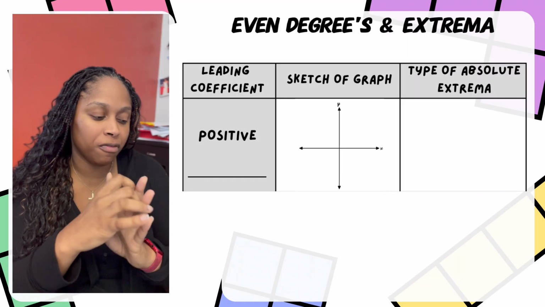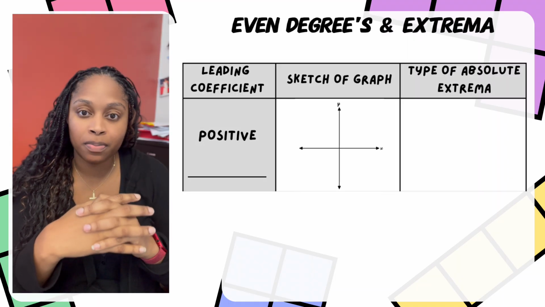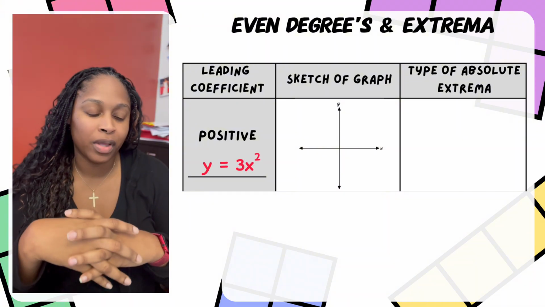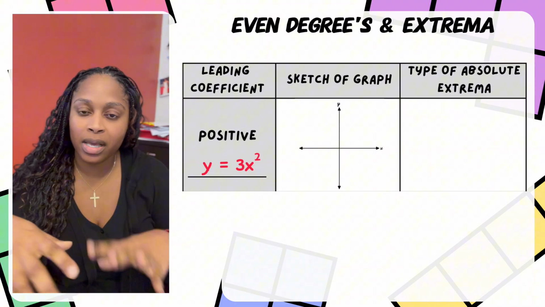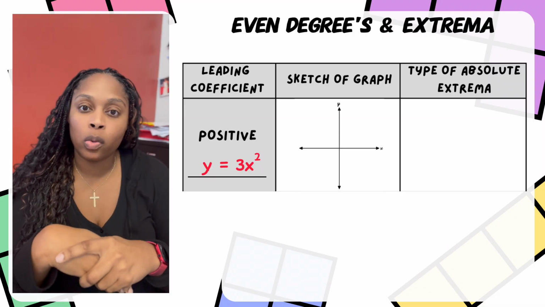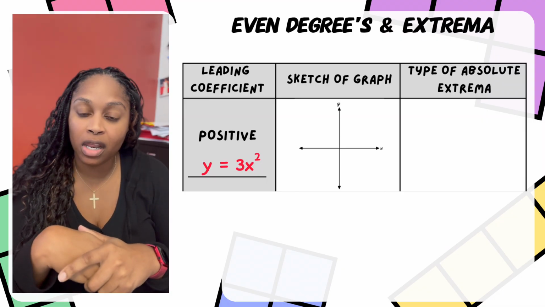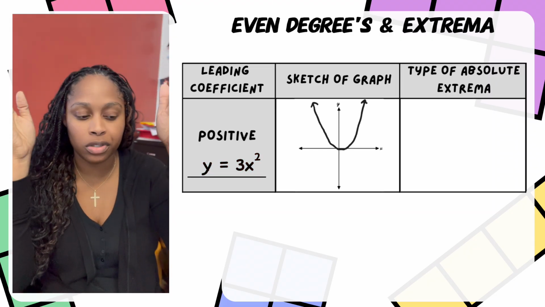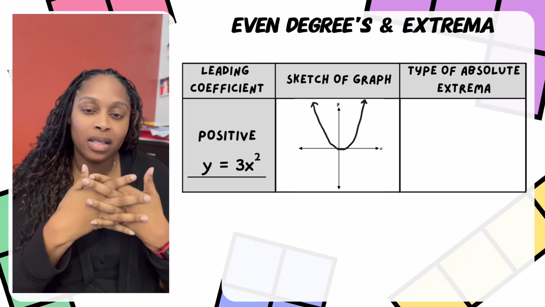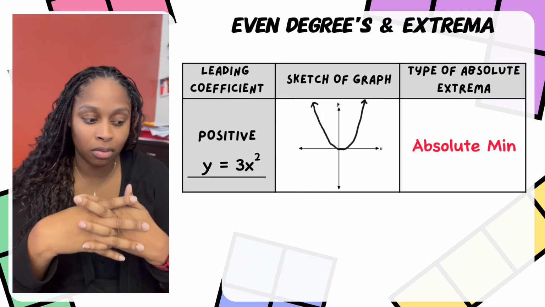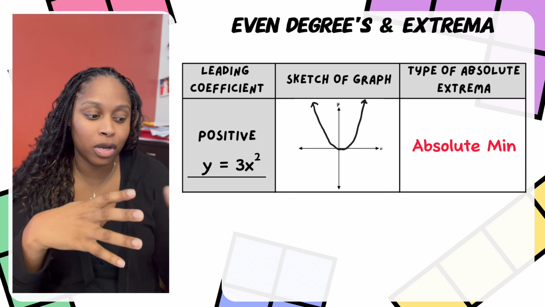Okay, so for leading coefficient, in that column where it says positive, we're just going to make an example. So let's say y equals 3x squared. And then we want to sketch the graph. We don't need to put the exact points. Notice that that graph doesn't have any numbers. We just want to sketch it. So when we have a positive leading coefficient, we're going to have a parabola that's U-shaped and the arrows are going to be pointed upwards. And then the type of absolute extrema that it makes is an absolute min. We have an absolute min in the middle at (0, 0).